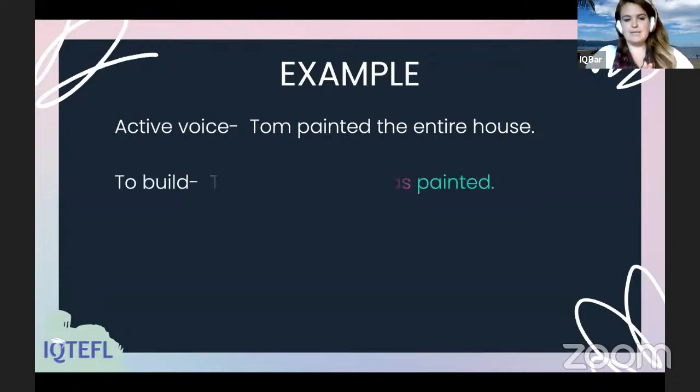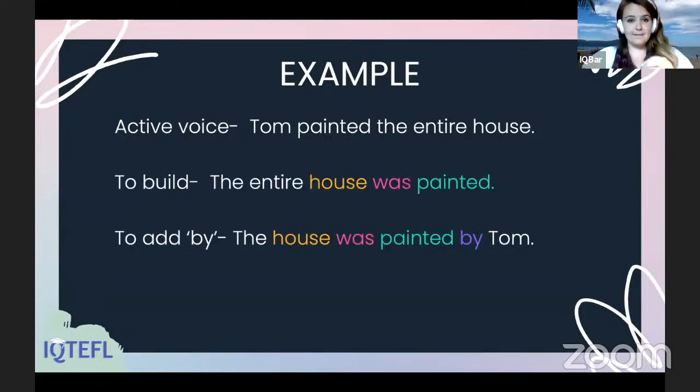So the active voice sentence here is Tom painted the entire house. Now, before we even build, I would ask my students to identify the object in the active voice sentence, in this case being the entire house, and remind them that this object will now become the subject of your passive voice sentence. When you teach it like this, I think it will remind them each time they have to do it on their own: okay, let me find the object first. I think it's a really good starting off point for them.